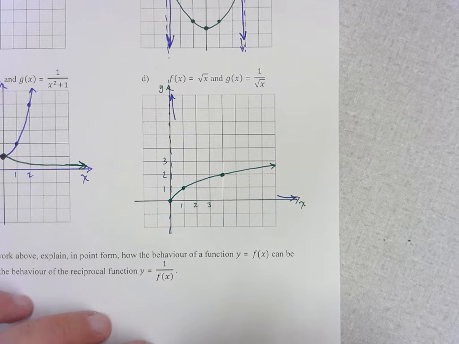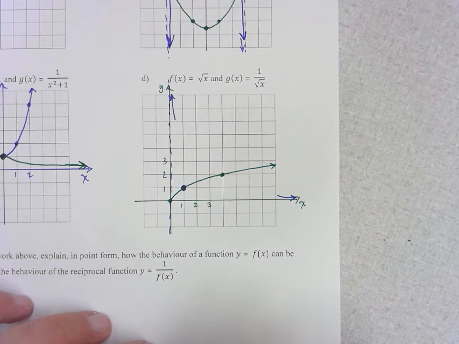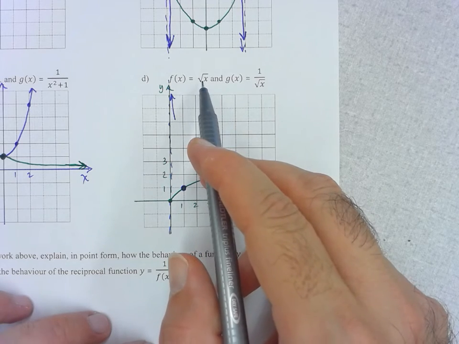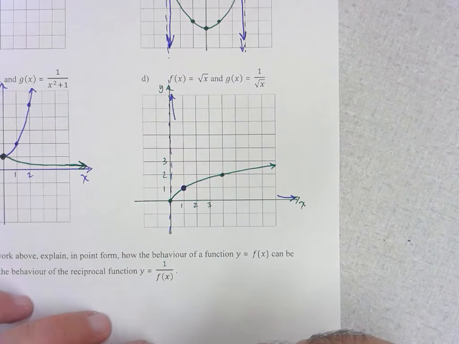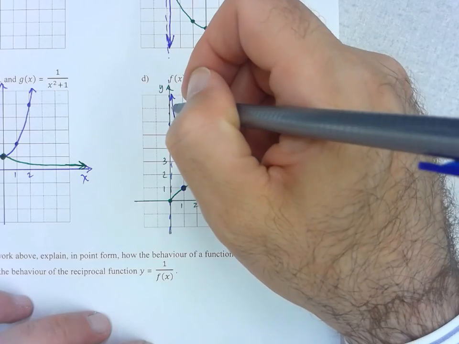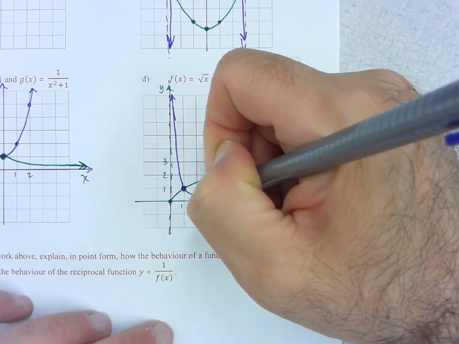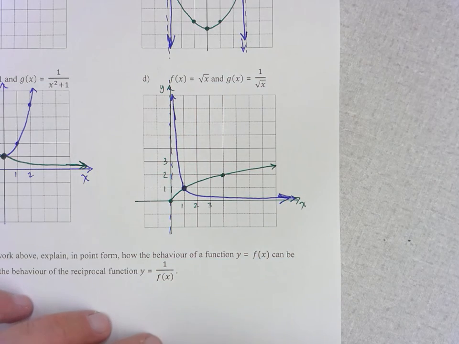Okay, and are there any invariant points? Well, I see there's only one value where they're going to share the same y value. When x is equal to 1, the y value here is equal to 1, and so the y value of the reciprocal is also going to be equal to 1. Okay, and from there we can determine that the graph is going to look something like this. And so that's what the reciprocal of the square root function looks like.